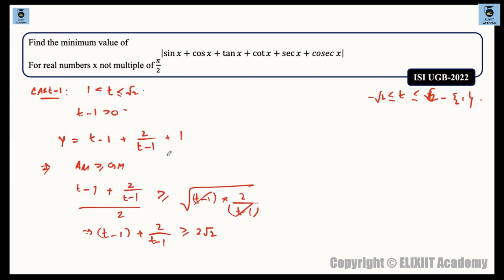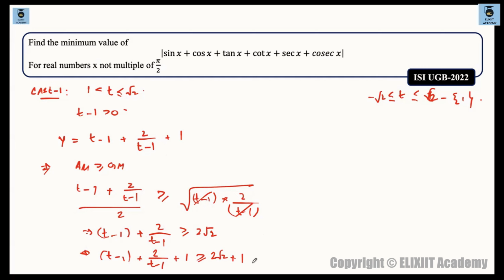Now we have the plus 1 along with t minus 1 plus 2 upon t minus 1, so simply add 1 on both sides. So t minus 1 plus 2 upon t minus 1 plus 1 is greater than or equal to 2√2 plus 1. This is the minimum value of y in case t lies between 1 and √2.